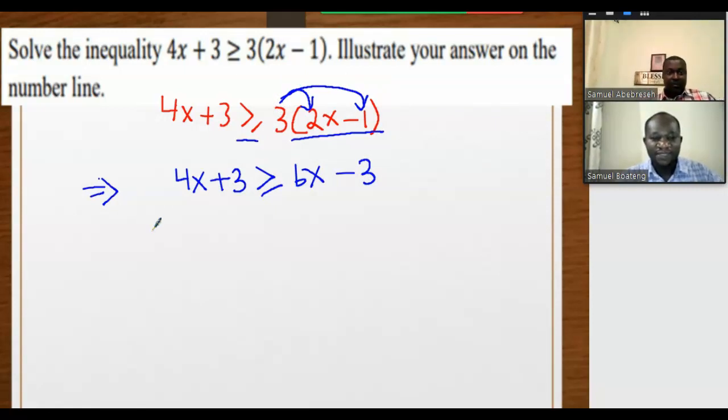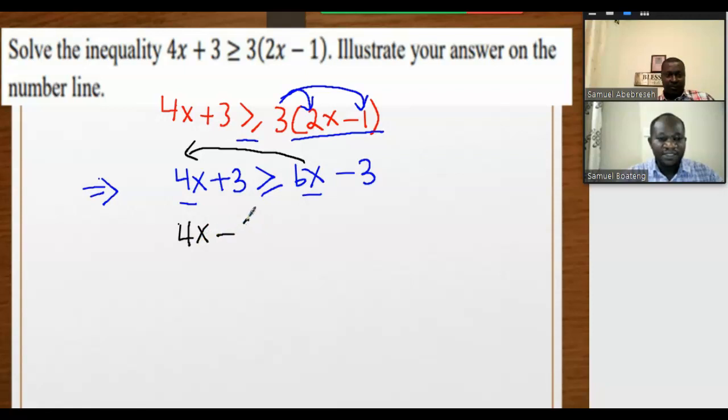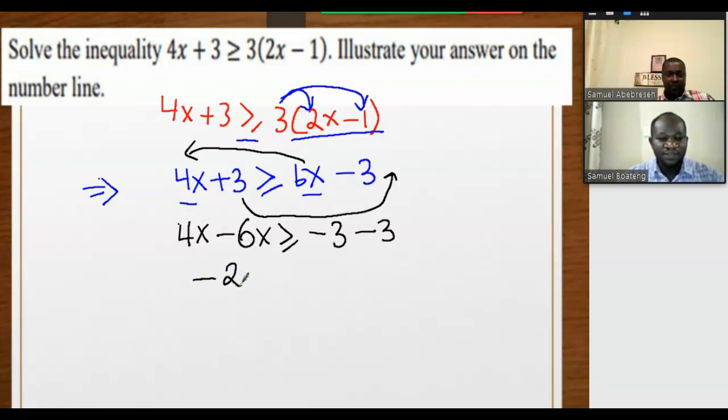Right-hand side, too, we have a term in x. So ideally, we need to put all the x's together, that is, we group the like terms. On the left-hand side, we will send 6x to 4x. So 4x minus 6x greater or equal to minus 3. Then when this 3 crosses the inequality sign, it becomes minus 3. On the left-hand side, 4x minus 6x will give you minus 2x greater than or equal to minus 6.